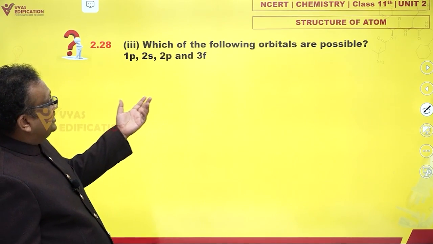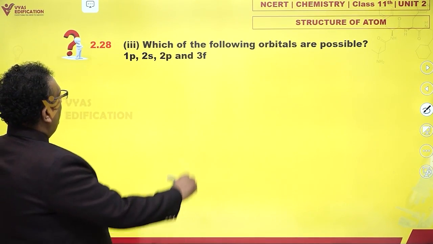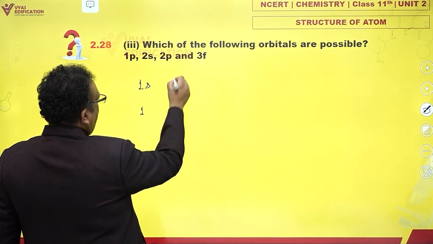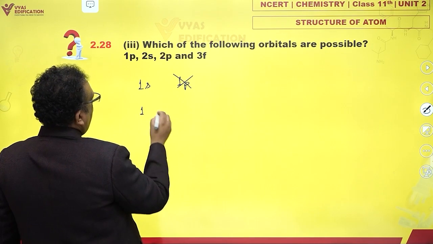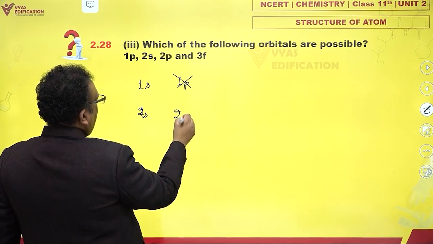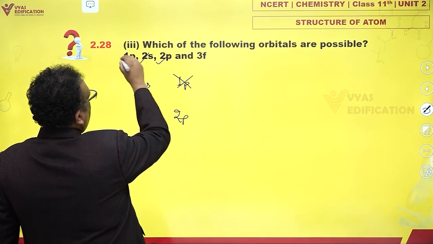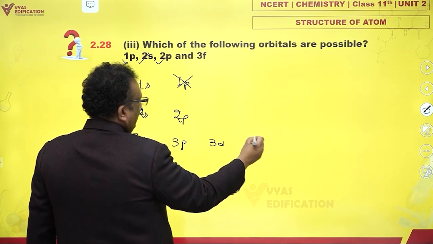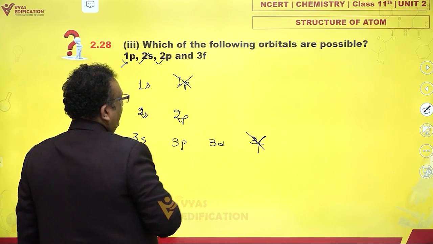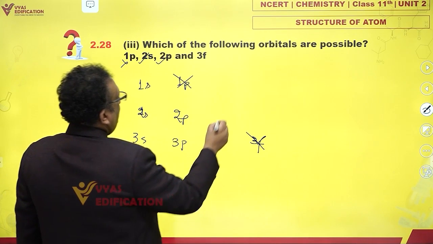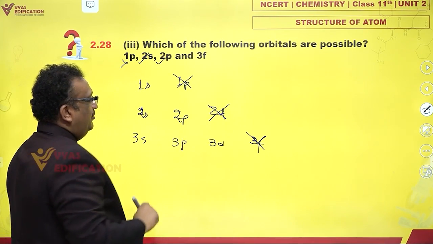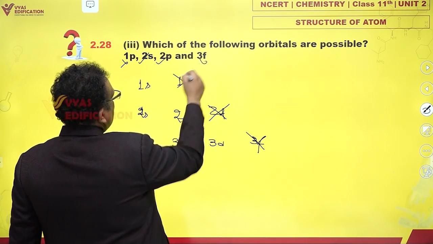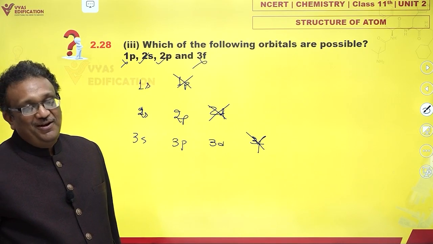Which of the following orbitals are possible? Now, is 1p possible? No, only 1s is possible. 1p is not possible. 2s and 2p are possible. 3s, 3p and 3d are possible. 3f is again not possible. 2d, it is not mentioned here, but 2d also is not possible. So first and last are not possible, second and third are very much possible.